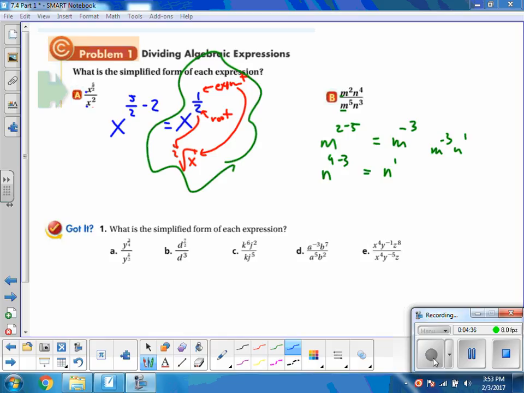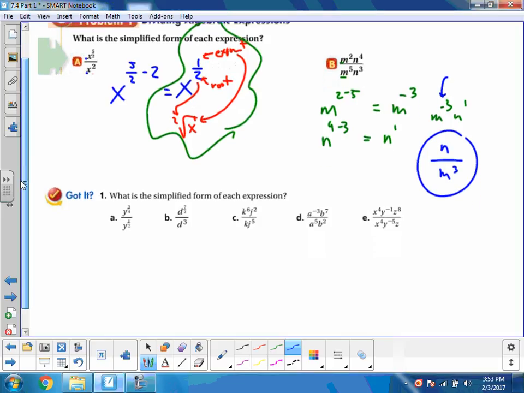This m to the negative third means it's small. It's little, so it's going to move down to my denominator, and n to the first is going to stay on the top. And that is mine. So b ends up simplifying to n over m to the third.